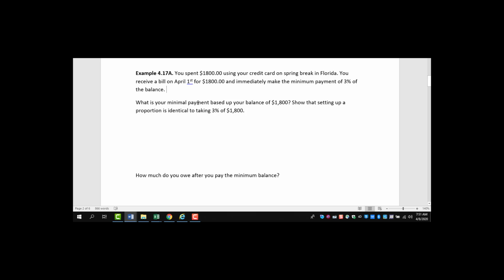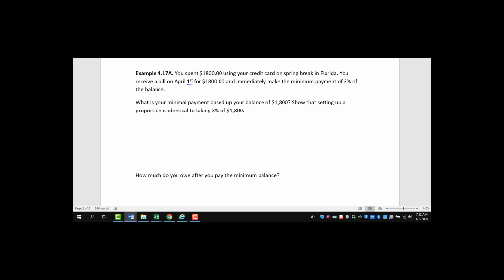What is your minimum payment based on your balance of $1,800? I'm going to do this by setting up a proportion and also taking 3% of 1,800. So here I'm going to set the proportion up. I want you to think about what the first ratio is going to be.